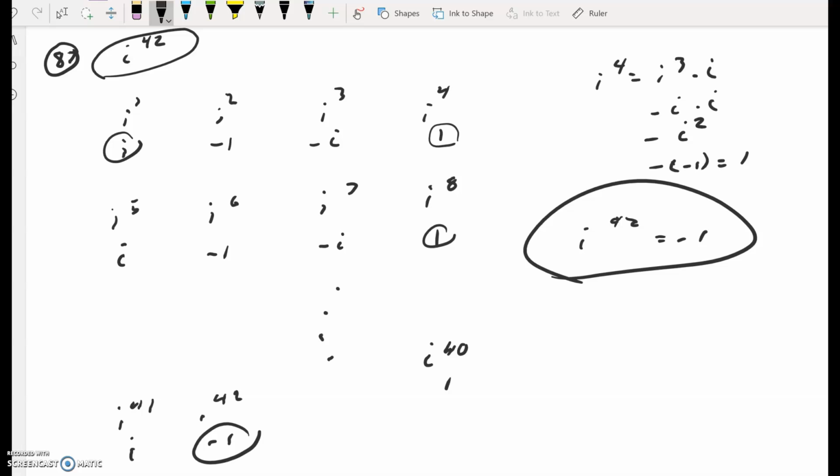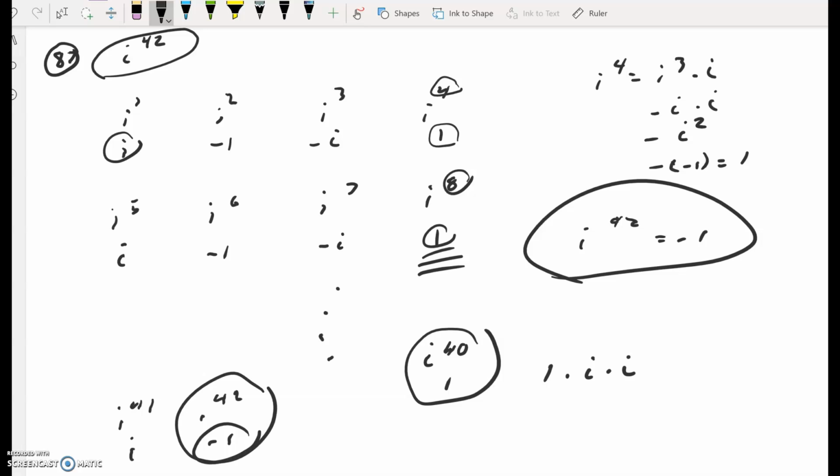We made a table, and we saw that powers of i that are multiples of 4 are 1. And so we knew that i to the 40th was 1, and then we just had to do 1 times i to get i to the 42nd, because this is i to the 40th times i to the 1st times i to the 1st. And that's 1 times negative 1, and that's negative 1, and we're done.